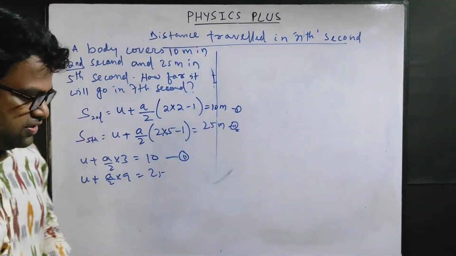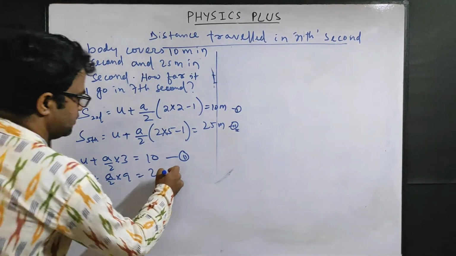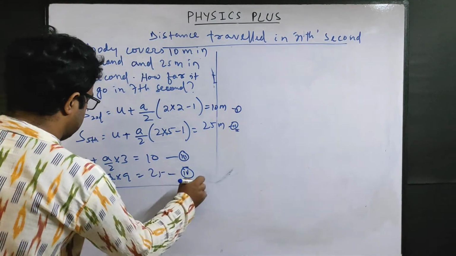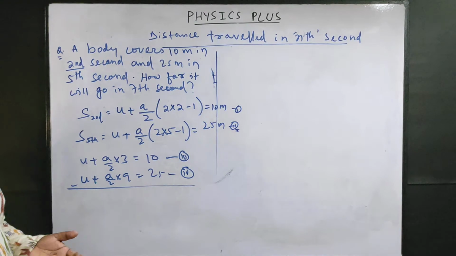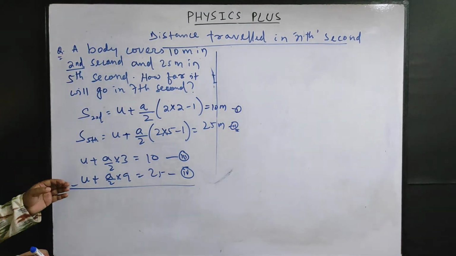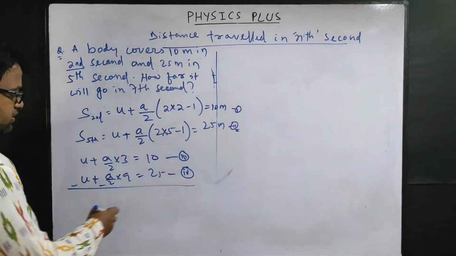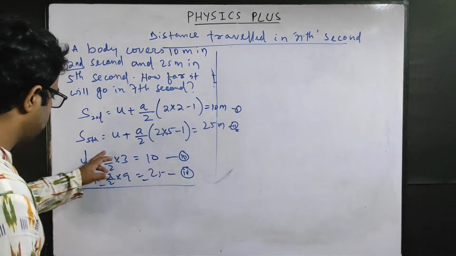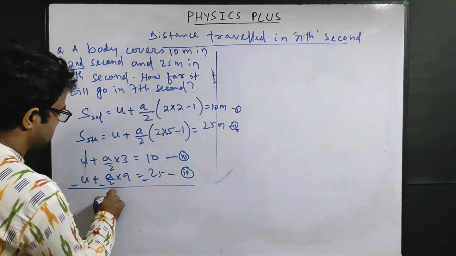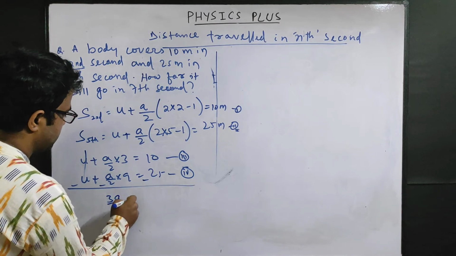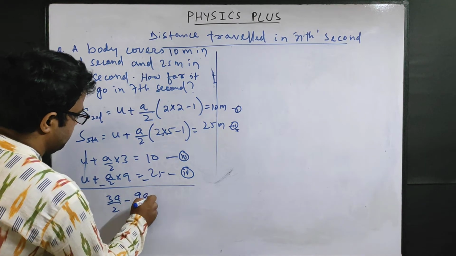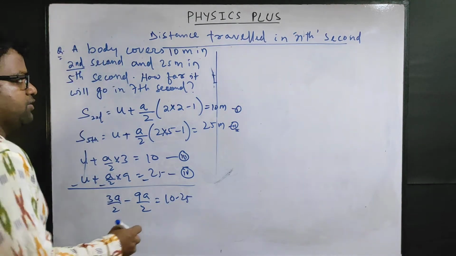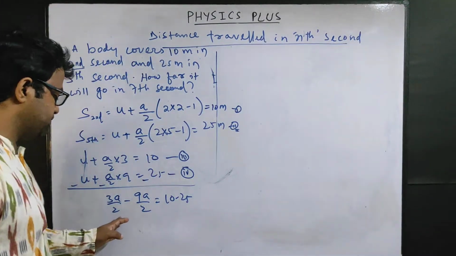So let us calculate that. First solve this one. Let's say this is equation 3 and this is equation 4. Now subtract them. Use elimination, subtract and remove u first. Then let's see what you get. So u cancels out, and you get 3a by 2 minus 9a by 2 equal to 10 minus 25.